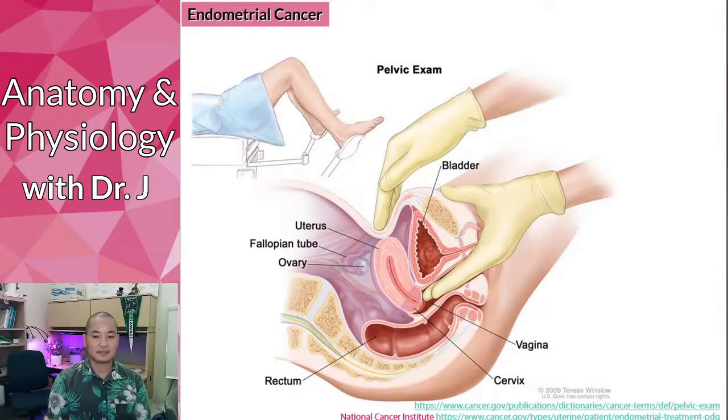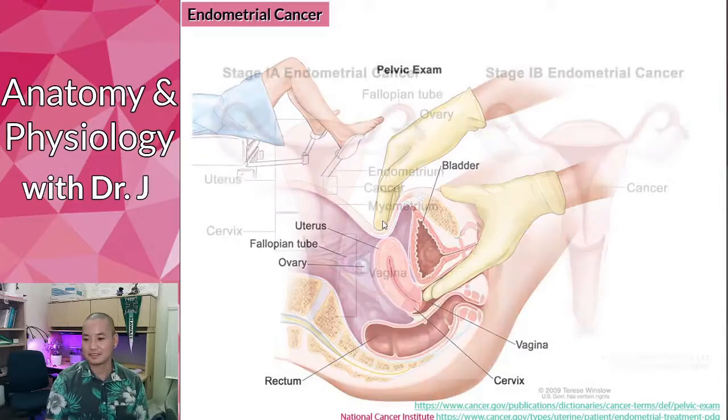All right, so for the pelvic exam, the OBGYN is going to try to feel that area and palpate it, because with experience they know, okay, this is a normal texture, or if there's any pain, then they'll make a note of that and try to investigate the source of that pain.